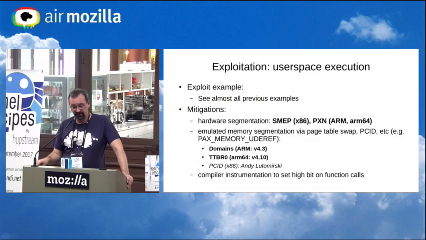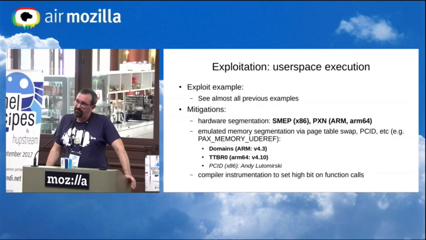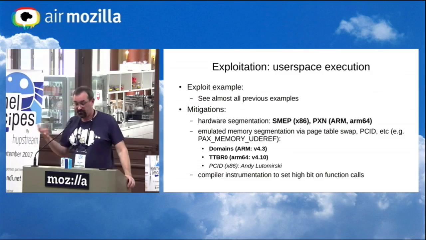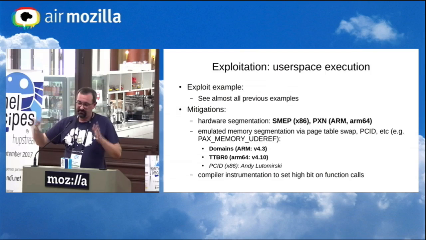PaX did a bunch of this. You can do it a number of different ways. ARM landed this emulation, for if the hardware feature doesn't exist, in 4.3. ARM64 landed this in 4.10. Andy Lutomirski has been working on this for x86, but it had a lot of prerequisite changes, TLB flushing and some other stuff. And then another crazy version of this is to add compiler instrumentation before every function call to set the high bit on your function pointer, whatever function you're about to call. That would force you, if it was a user space address, into the void in the VA space. There was some performance hit there.